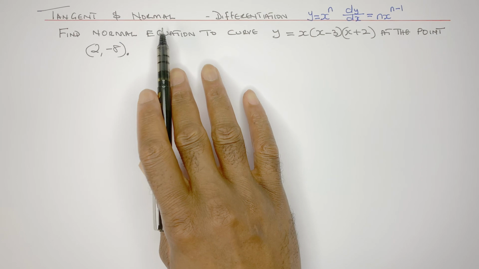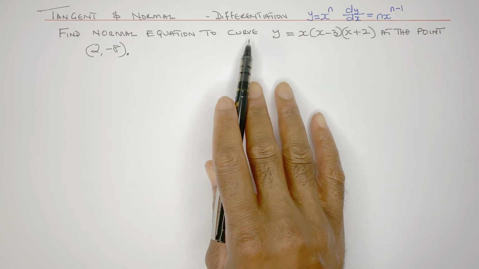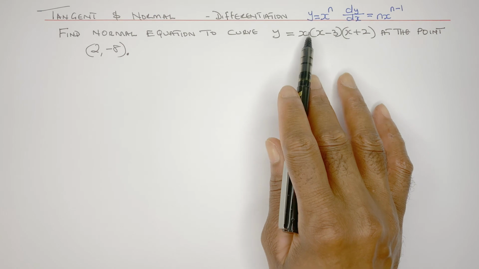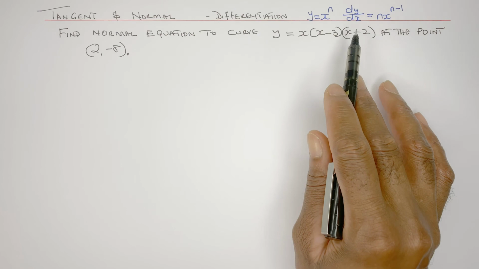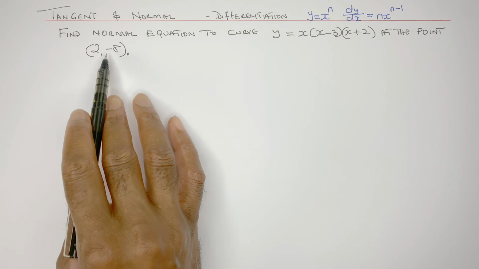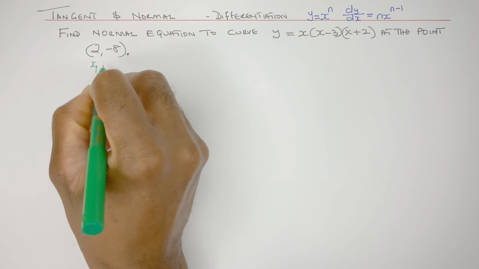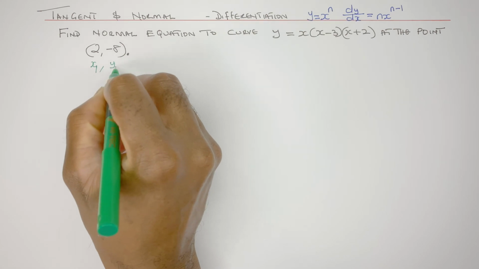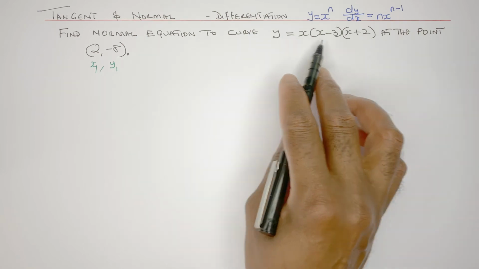Tangent and normal. Differentiation. Find the normal equation to a curve. y equals x times (x minus 3) times (x plus 2), at the point (2, minus 8). The point 2 is x1, and the point minus 8 is y1. We're told to find the normal equation to this curve.